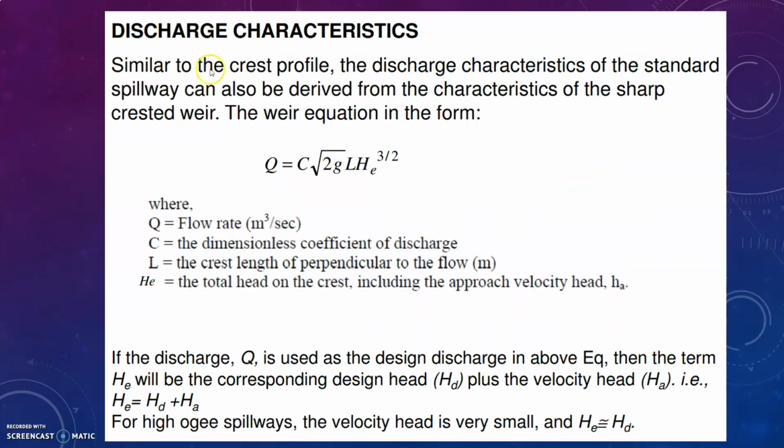Discharge characteristics. Similar to the crest profile, the discharge characteristics of the standard spillway can also be derived from the characteristics of the sharp crested weir. The weir equation is in the form of Q is equal to C into square root of 2g L HE to the power 3 by 2, where Q is the flow rate in meter cube per second, C is the dimensionless coefficient of discharge, L is the crest length perpendicular to the flow, and HE is the total head on the crest, including the approach velocity head. If the discharge Q is used as the design discharge in the above equation, then the term HE will be the corresponding design head HT plus the velocity head HA, that is HE is equal to HT plus HA. For high Ogee spillways, the velocity head is very small and HE is nearly equal to HT.